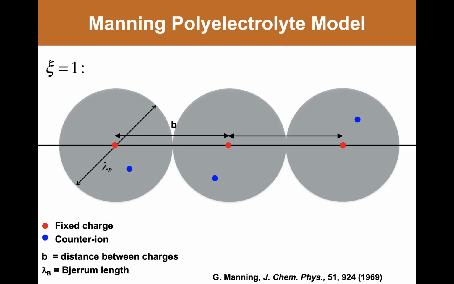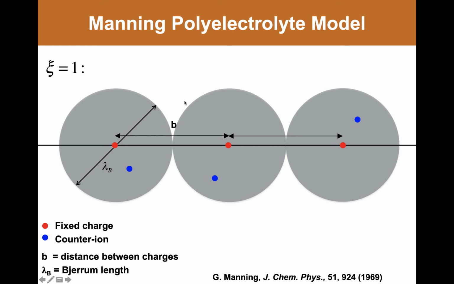Now, we come back to the Manning model again, and we can imagine a case where a bright polymer chemist comes in and puts additional fixed charge, makes a polymer that has the fixed charge groups closer together. And this is showing a scenario where the distance between fixed charges is just equal to the Bjerrum length, and that would correspond to a value of the Manning parameter equal to 1. Remember, it was a ratio of 2 length scales, this Bjerrum length to the distance between fixed charges.